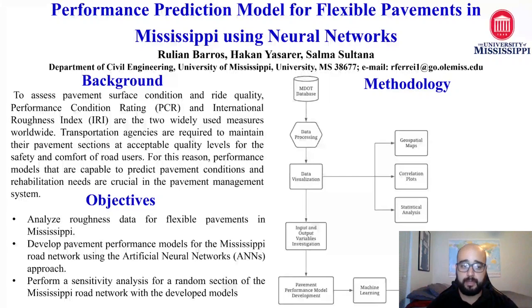The objectives of this paper were to analyze roughness data for flexible pavements in Mississippi, develop pavement performance models for Mississippi road networks using the artificial neural networks approach, most known as ANN, and perform a sensitivity analysis for a random section of the Mississippi road network.